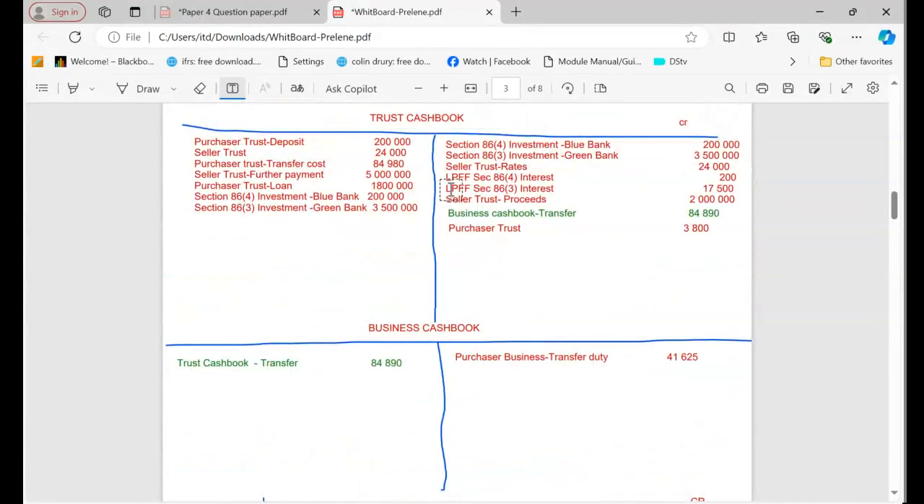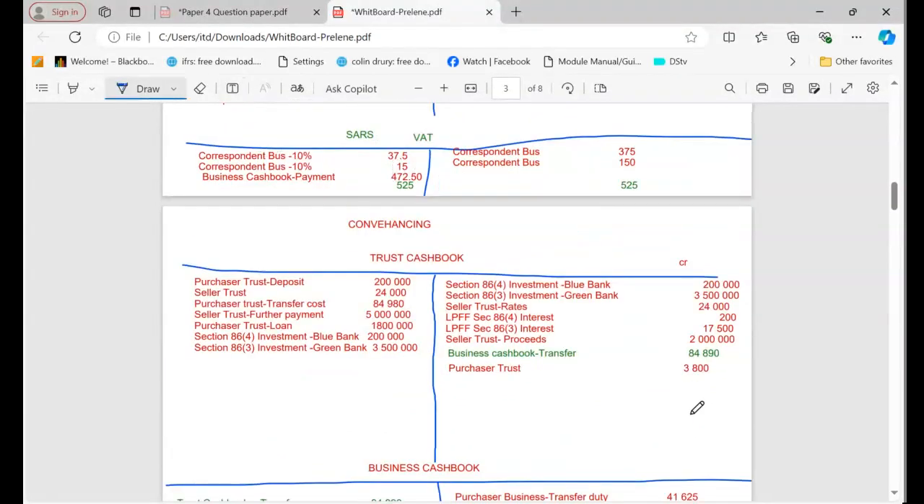Okay, and then we can also balance this one. But again, this one will still have a balance. Why? Because we didn't pay the seller what the seller was supposed to be paid. So again, the same procedure here. You just have to check the biggest side, and obviously the biggest side is going to be this one. So then that squares off everything. We completed everything now for conveyancing.